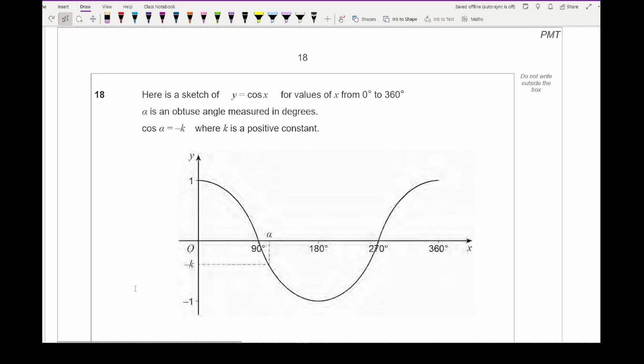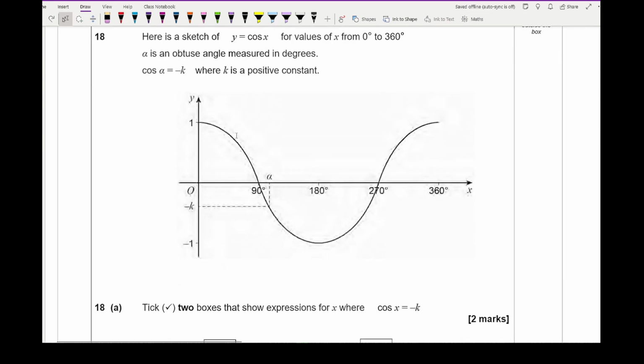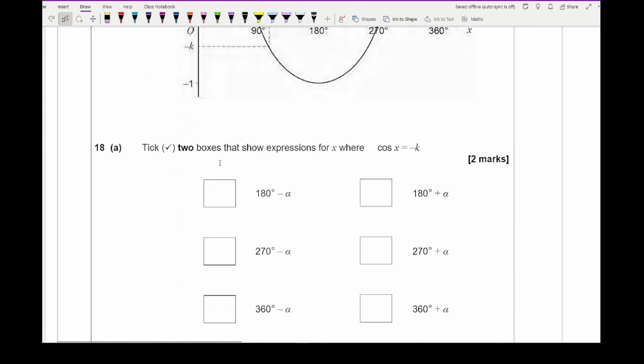Moving on to question 18, it says here is a sketch of y equals cos x for all values of x from 0 to 360. Alpha is an obtuse angle measured in degrees. Cos alpha equals minus k, where k is a positive constant, and it says tick 2 boxes to show the expressions for x where cos x equals minus k.